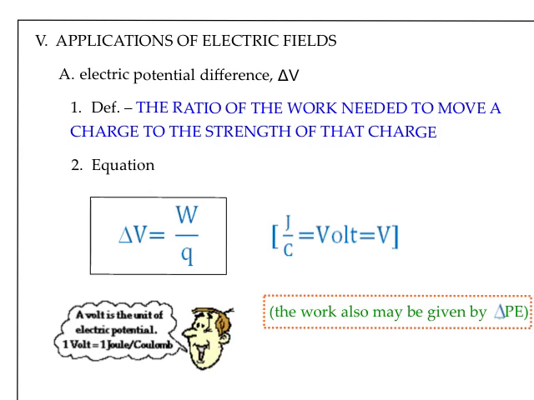The definition for electric potential difference is the ratio of the work needed to move a charge to the strength of that charge. So when we write that in the form of an equation, we would have delta V, or V, equal to the work per charge. And work, if you remember from last semester, is measured in joules, and then charge is a coulomb. A joule per coulomb is where we get the term volt, and it's going to be a capital V for the unit. So this one should be easy to remember because the electric potential difference, the symbol is a V, and the units are going to be a V as well.